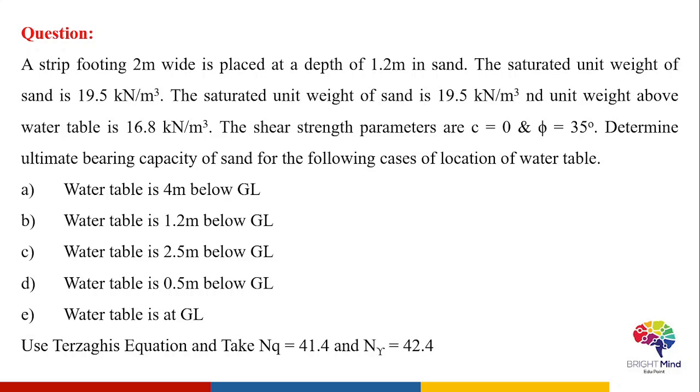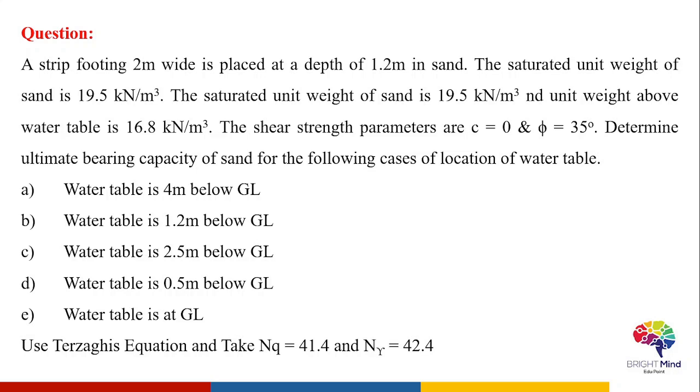A strip footing 2 meter wide is placed at a depth of 1.2 meter in sand. The saturated unit weight of the sand is 19.5 kilonewton per meter cube, and the unit weight of the sand above the water table is 16.8 kilonewton per meter cube. The shear strength parameters of the soil are C is 0 and angle of friction is 35 degree. For the given condition, we have to find out the ultimate bearing capacity using Terzaghi's theory.